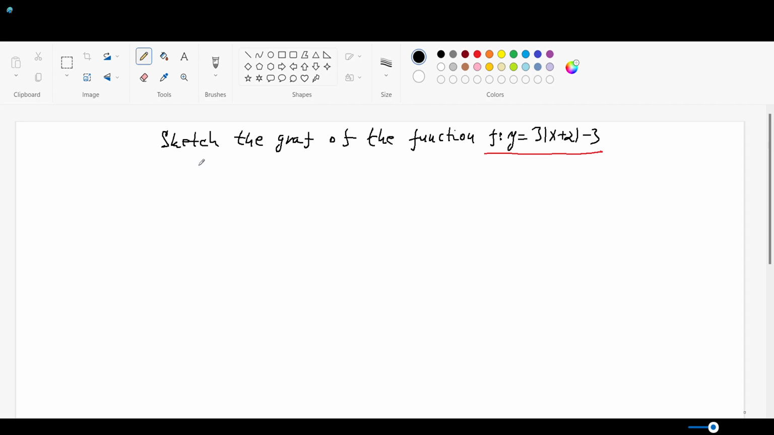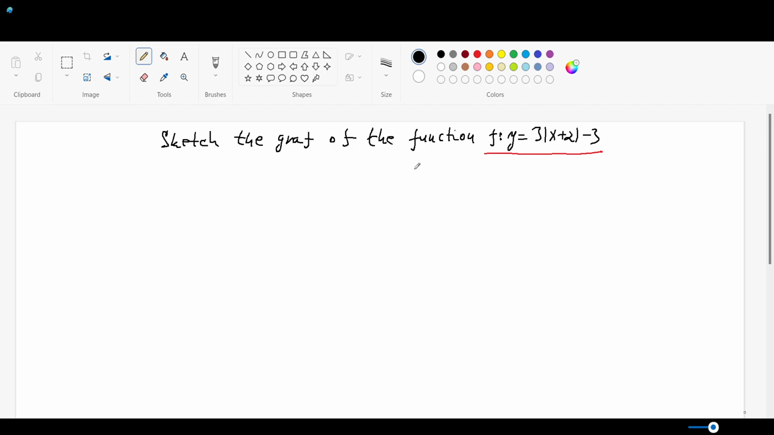Our today's task is to sketch the graph of the function f, which is defined by the equation y equals 3 times absolute value of x plus 2 minus 3. In this video we will not use the linear absolute value function transformation.